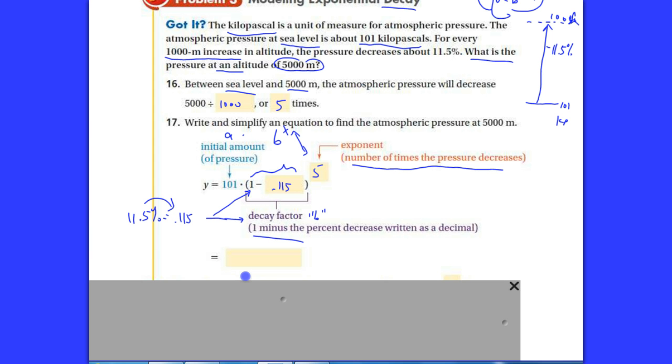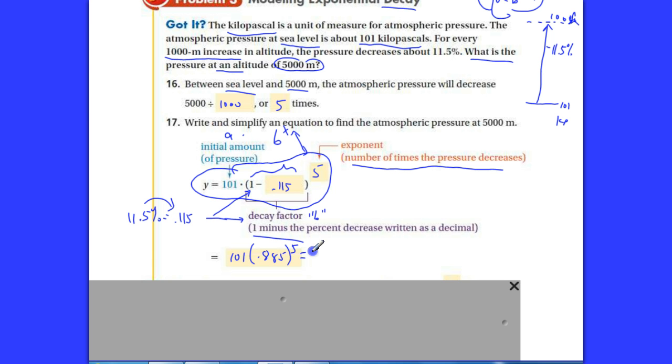It's decreasing. So what you need to do now is take this equation, 101 times parenthesis 1 minus 0.115 parenthesis to the power of 5. You need to practice with your calculator. And well, I'll break it down a little easier for you here. Let's make it y equals 101 times. Let's go ahead and do 1 minus 0.115, which is 0.885 to the power of 5.